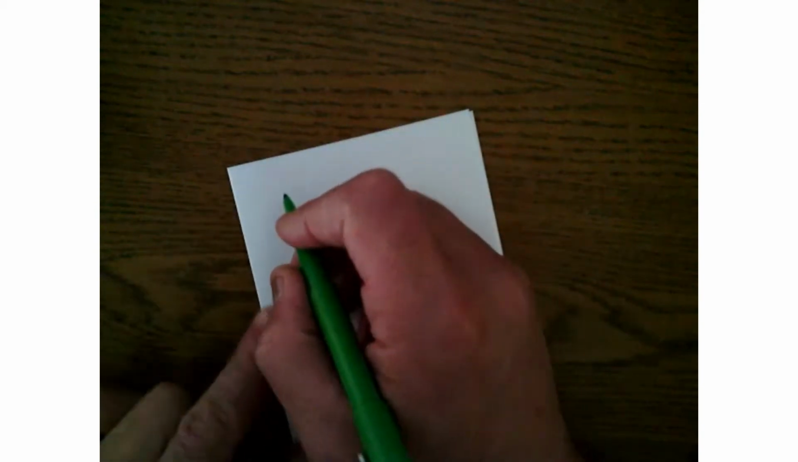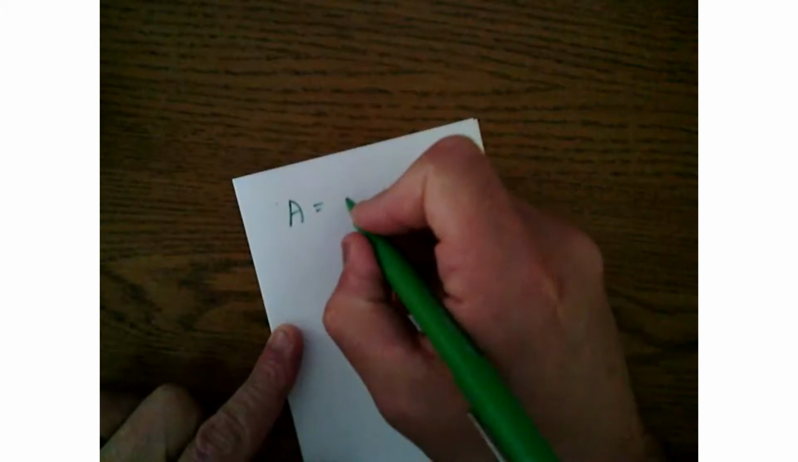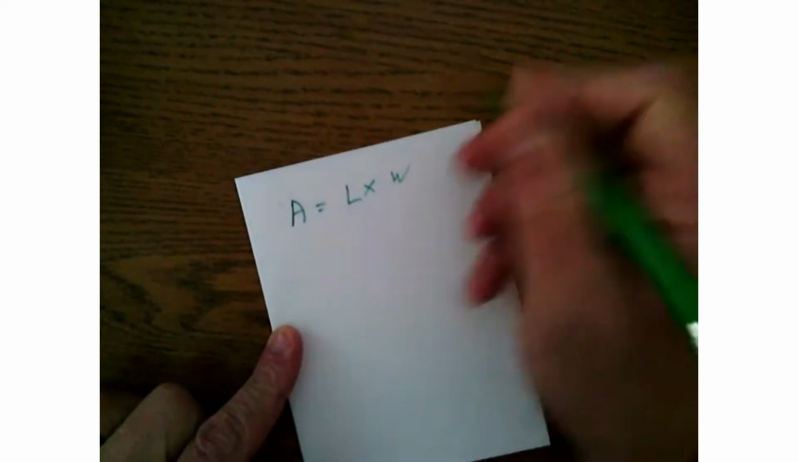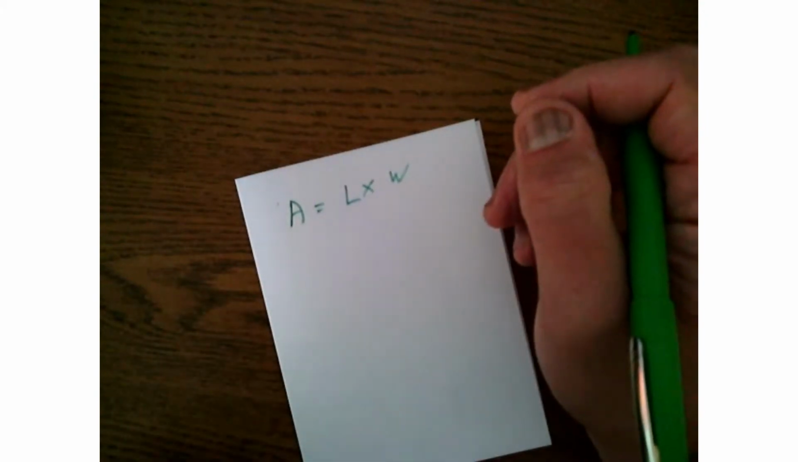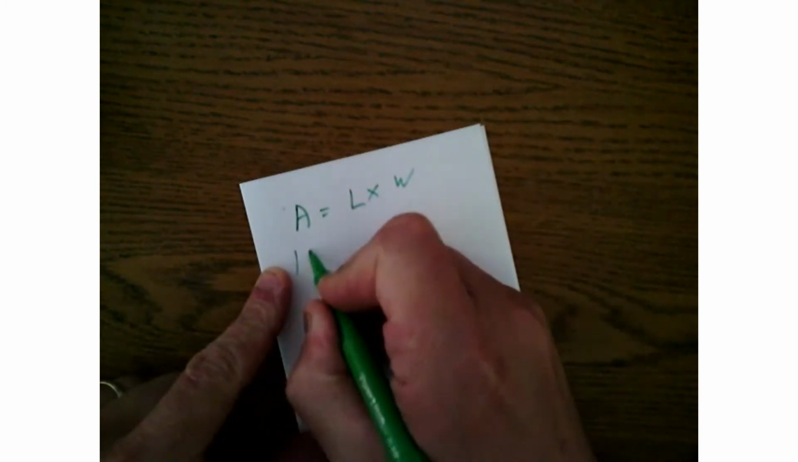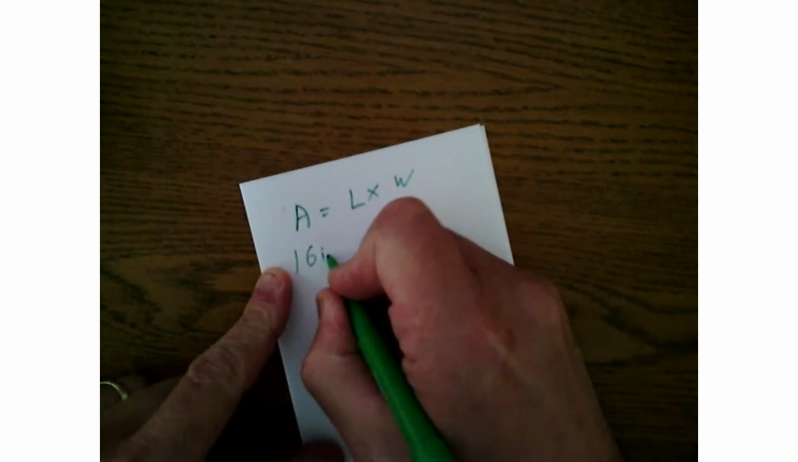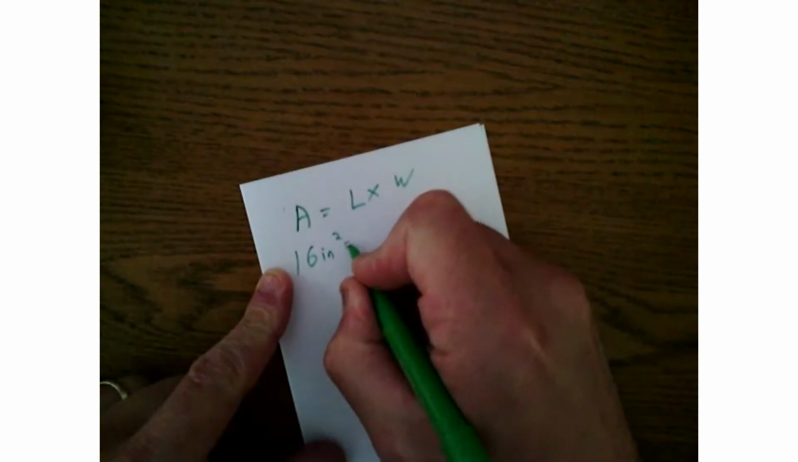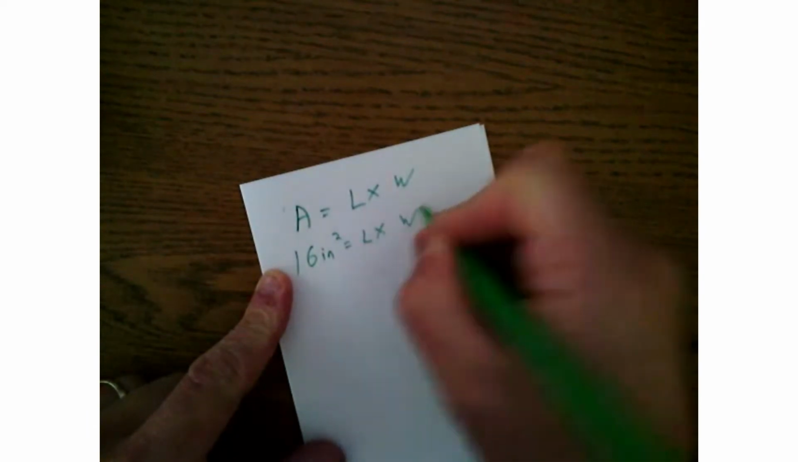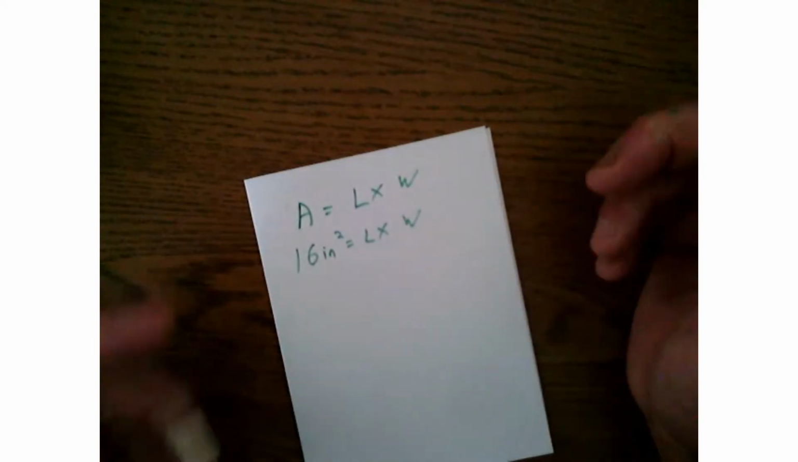Okay, let's pretend you're an artist and you're doing a painting. And we're going to do the area of a painting. Area equals length times width, because this is going to be a doubling area type of problem. And let's say we know the area of the painting is going to be 16. We'll call it inches squared. But I don't know the length and the width, and you just kind of figure that out.